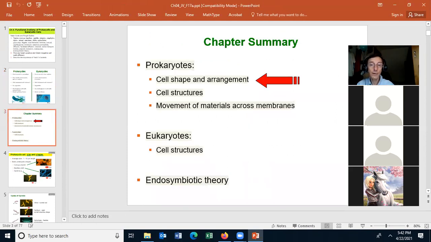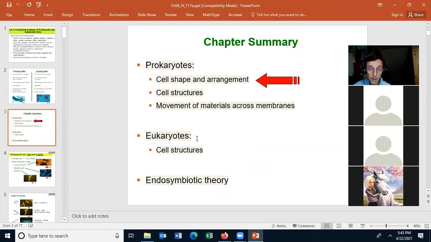So this slide is showing you a summary of what we're going to be doing. We're first going to talk about prokaryotes. We'll talk about the cell shape and the cellular growth arrangement. We'll then move into the structures of cells, and I call those the cell structures. And then lastly, we'll talk about the movement of material across membranes, particularly across the cell membrane.